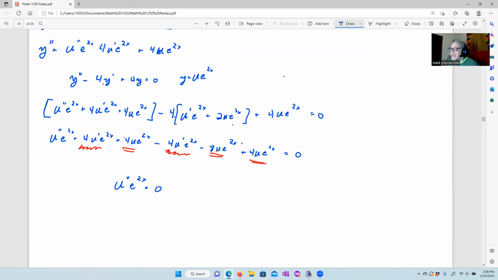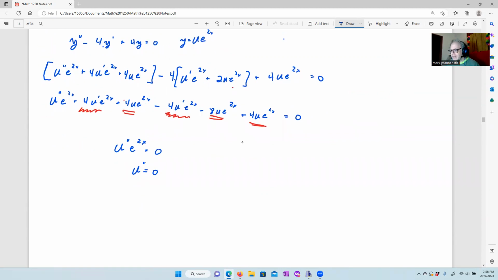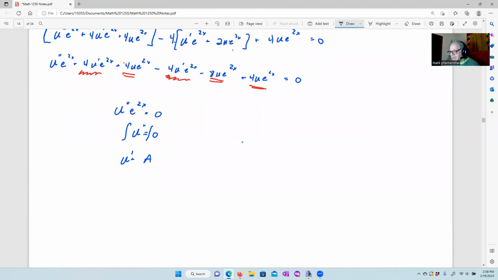Well, again, we know that e to the 2x cannot possibly equal 0. So we are left with u double tick must be 0. All we're going to do is integrate this thing twice. So we integrate, and we have u tick is equal to, I'm going to call it a for my constant, and that'll just be a. Then we integrate again, so we've got u is equal to ax plus b.